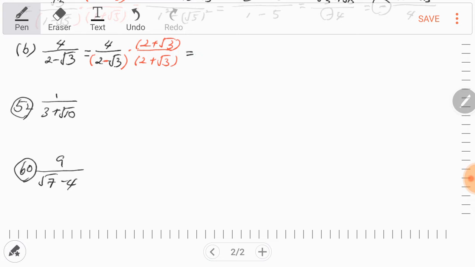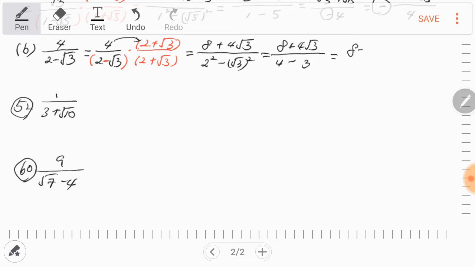okay, distribute the numerator. Then 4 times 2 is 8, plus 4 times square root of 3. The bottom is a squared minus b squared. So 8 plus 4 square root of 3 is the numerator, and the denominator is 4 minus 3. So the denominator, 4 minus 3, is 1. So since the denominator is 1, we have only the numerator. Okay, let me write 1. Denominator is 1. So same as the numerator. 8 plus 4 square root of 3.